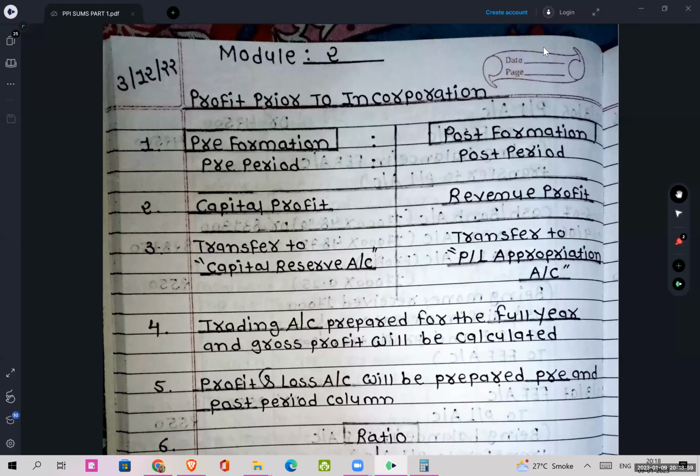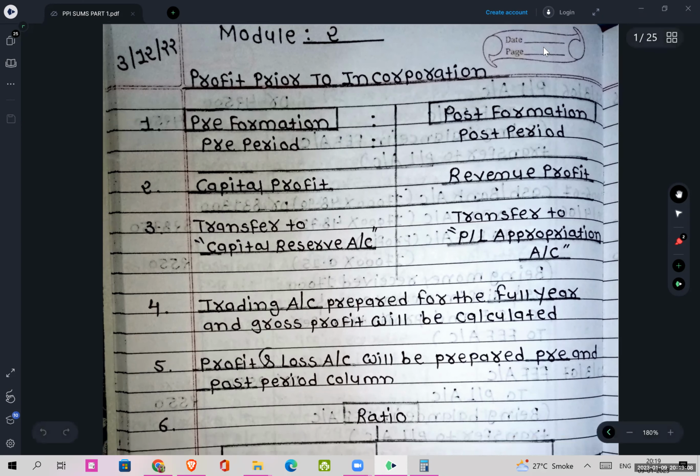Yeah, welcome back, students. Last lecture, we started with a small introduction to profits prior to incorporation. Let me just give you a brief summary of the same. We spoke about the pre-period. Pre-period means the pre-formation period of the company.